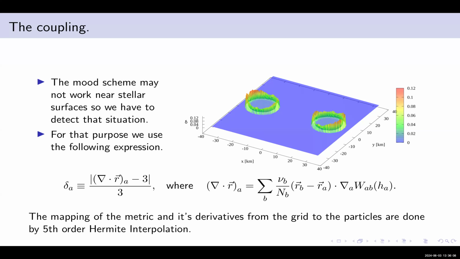And we came up with this expression here. If you take the divergence of the radius vector, you should get 3. And so if you calculate this using an SPH estimate near the surface or everywhere, you should get a value that is close to 3. So if we construct this quantity here, then that should be close to 0.